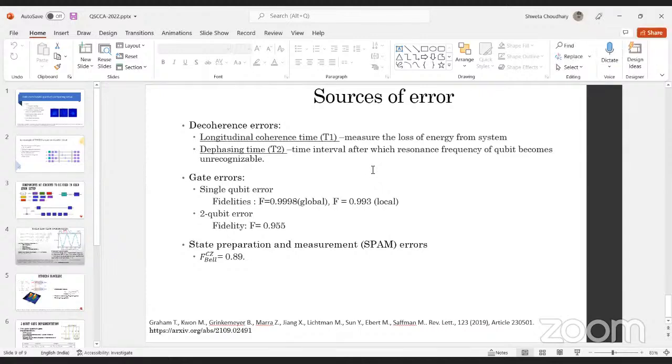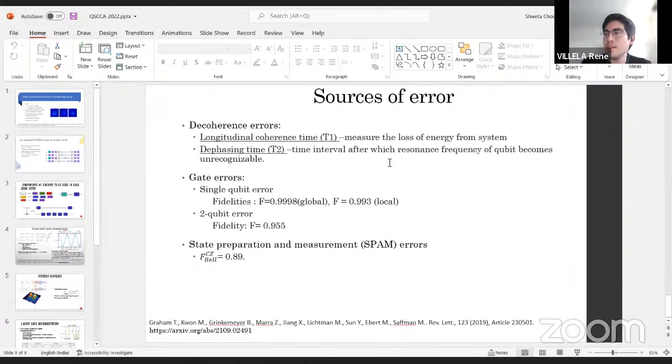Okay, so the question is, what do you mean by a circuit being deep or shallow? By this I basically mean the number of gates involved in your circuit. If you have many gates, then your circuit is said to be deep, and if not, then it is shallow. The number of gates is directly related to the error in the outcome of your measurement. So we wish to have shallower circuits, which just means that we want to have as few gates as possible.